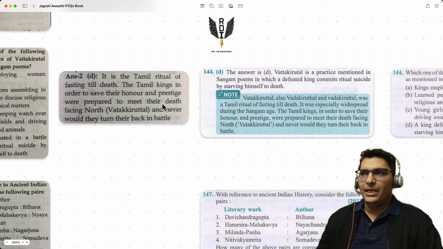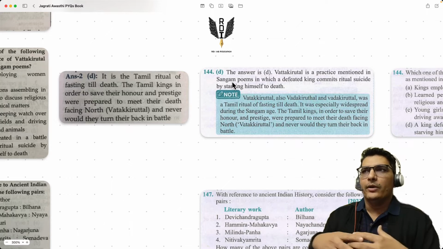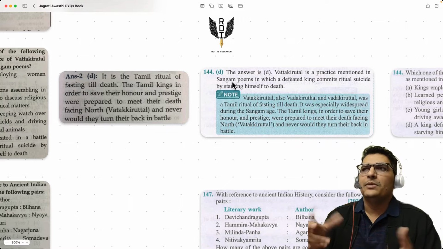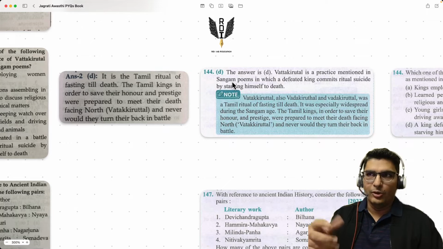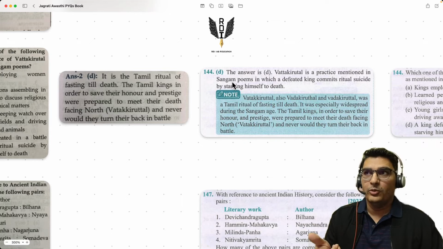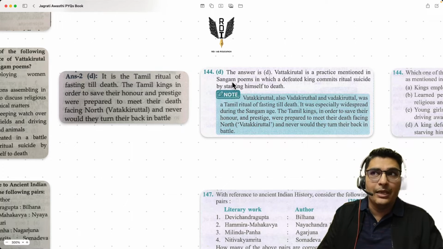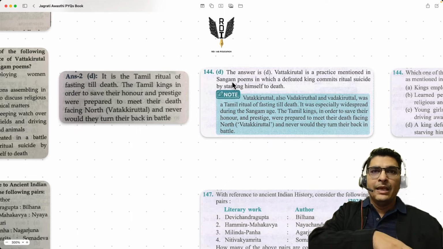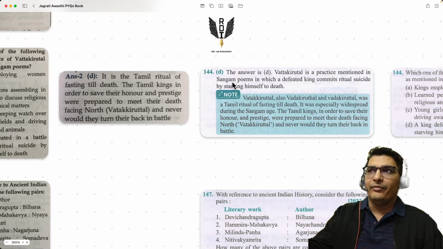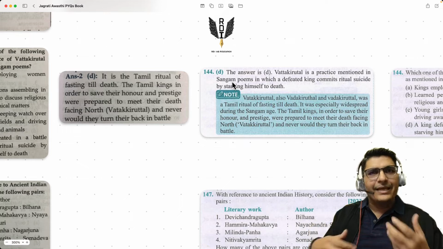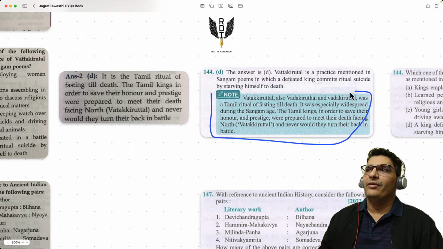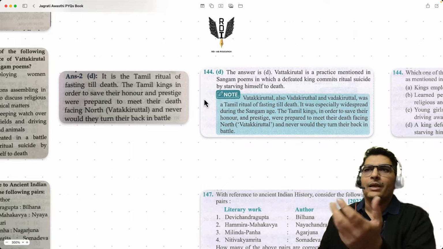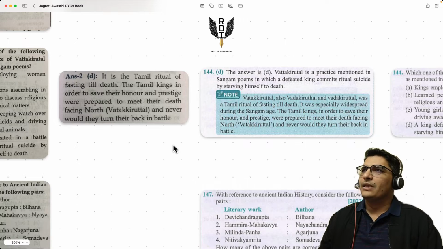In my opinion, they should have talked more about Vattakirutal. I mean, they've given the meaning, they've given that it is from Sangam poems. In fact, this was mentioned in the question also. They should have given some more concrete information. Maybe the category of poems which talk about Vattakirutal, or some prominent poem names which talk about Vattakirutal, or some popular, famous king, or some dynasty whose kings have done this practice. These kinds of things are more relevant for the exam, rather than just very generic information. Just for the sake of giving something, it seems that this information is given.